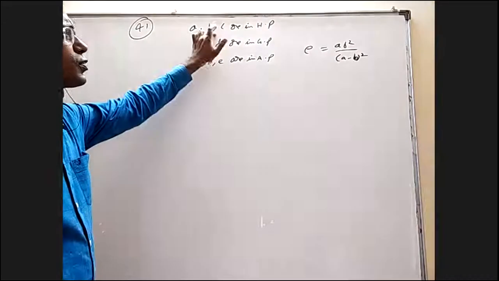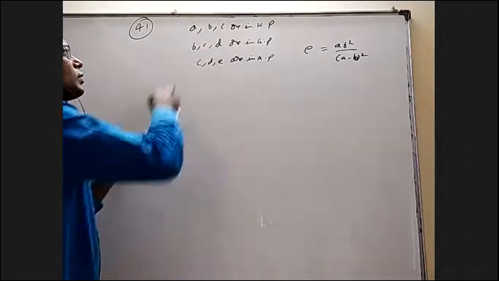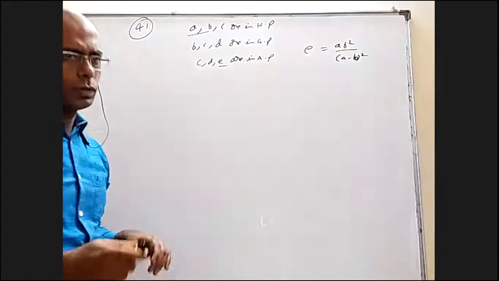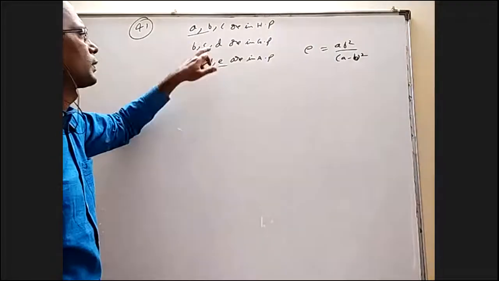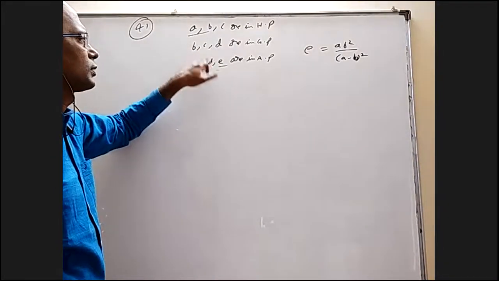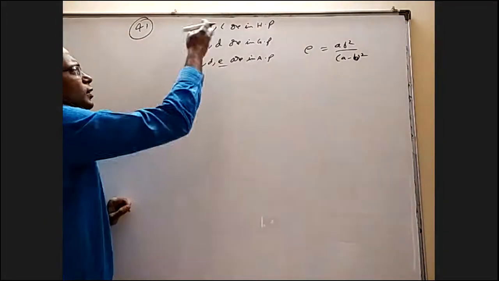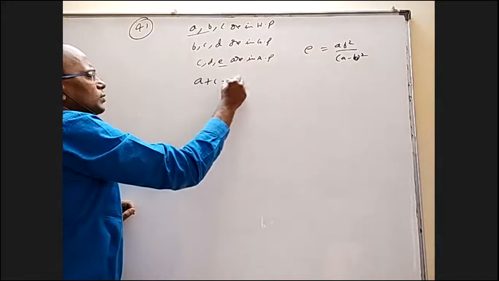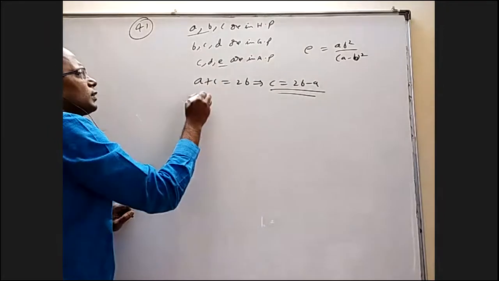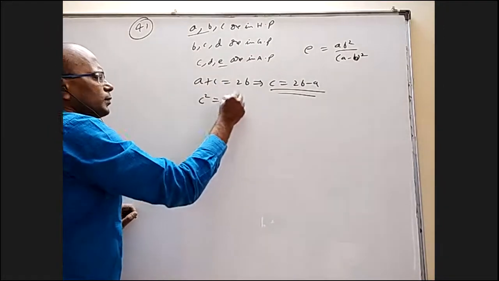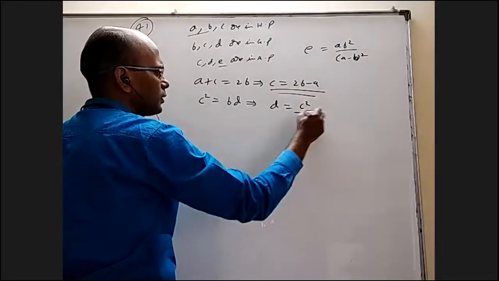I guess basically they want the final relation between E and AB. They want the relation between AB and E. So I guess I have to find C in terms of AB here, put it, and then I have to find D also in terms of AB, put it, and then I will know basically that. We'll see. A plus C is equal to 2B, so I can write C is equal to 2B minus A. Here C square equal to BD. So D will be C square by B, and what is C?